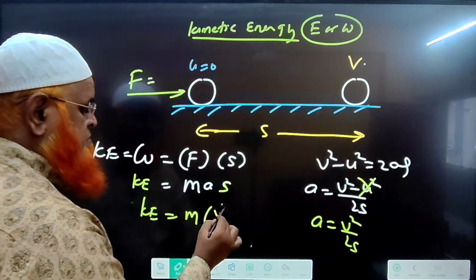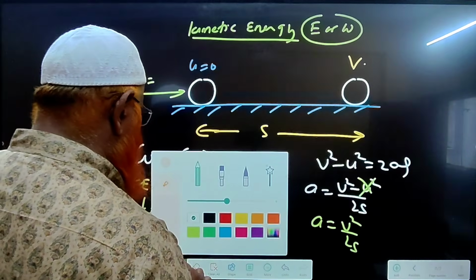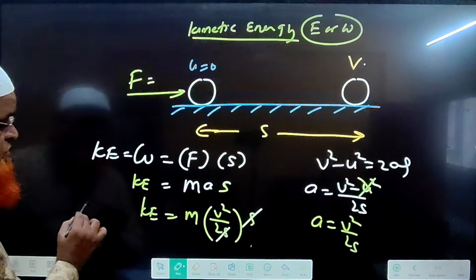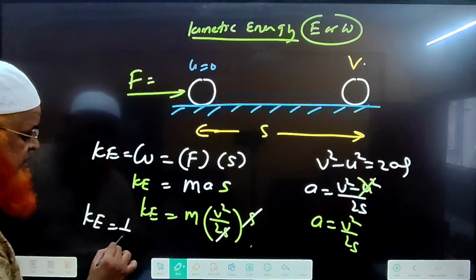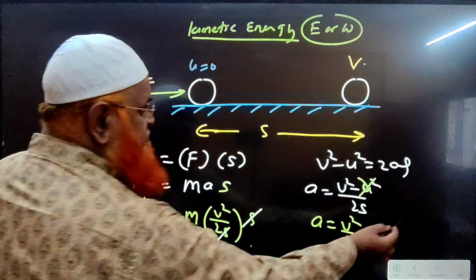So mass v square by 2s into s. So s s gets cancelled. So what is the formula for kinetic energy? Kinetic energy is nothing but half mv square.